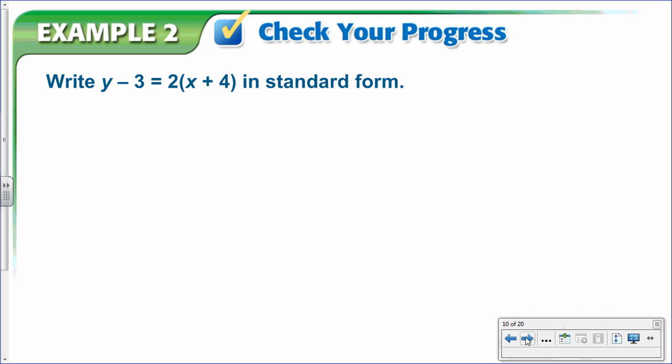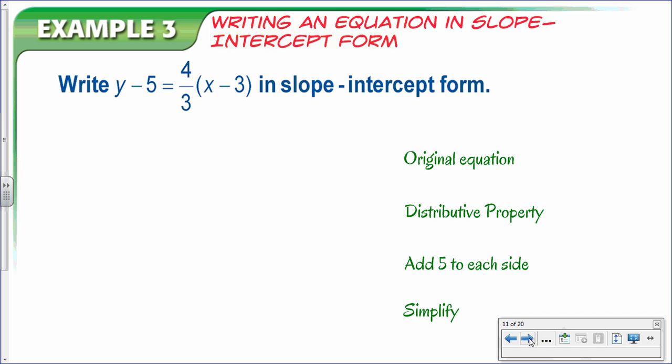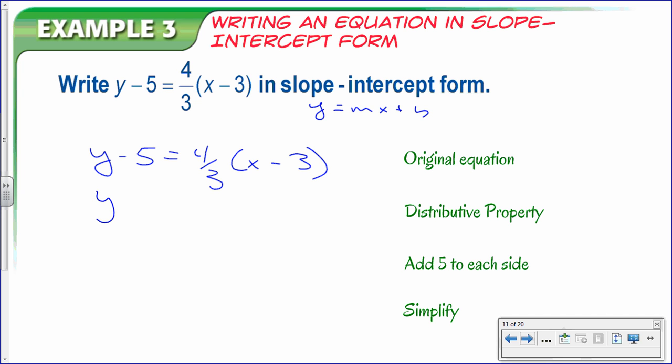Got it? Okay, example 3. Write an equation in slope-intercept form. What form is it in now? Point slope, so I gotta get it, what is slope-intercept? Okay, so I'm gonna have to move some things around, aren't I? Okay, what did I say is the first thing you need to do? What is that called?